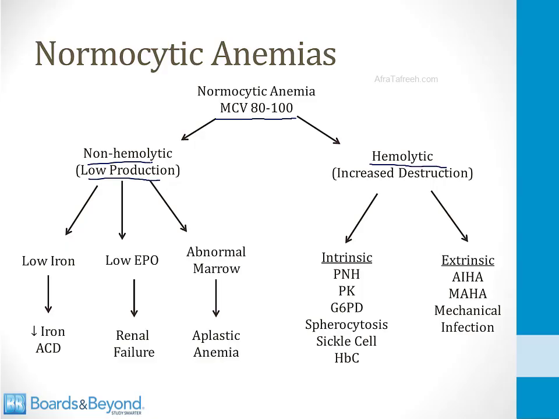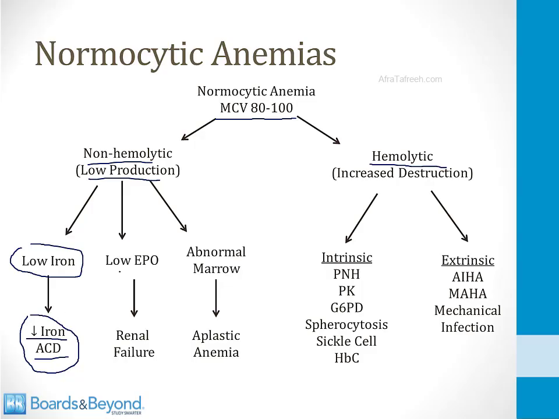There are a couple of reasons you can have underproduction of red cells from the bone marrow. First of all, this can occur when the iron level is low. In the module on microcytic anemias, I talked about iron deficiency anemia and anemia of chronic disease, and you always want to remember that these two causes of anemia can lead to either a microcytic or a normocytic anemia, and I explain that in the module on microcytic anemias.